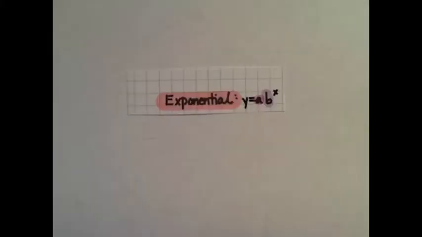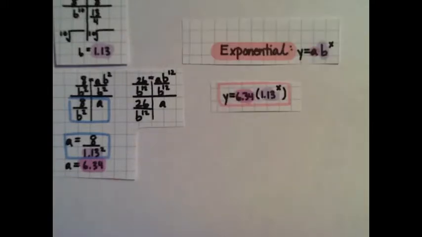The original structure for the exponential equation is y equals ab to the x power, so we set up a system of equations to find b. Once we had solved for b, we found it was approximately 1.13, so we took 1.13 and put it back into the system to solve for a. A was 6.34. We took the two numbers we got for a and b and put them back in the structure to get the equation, which was y equals 6.34 times 1.13 to the x power.